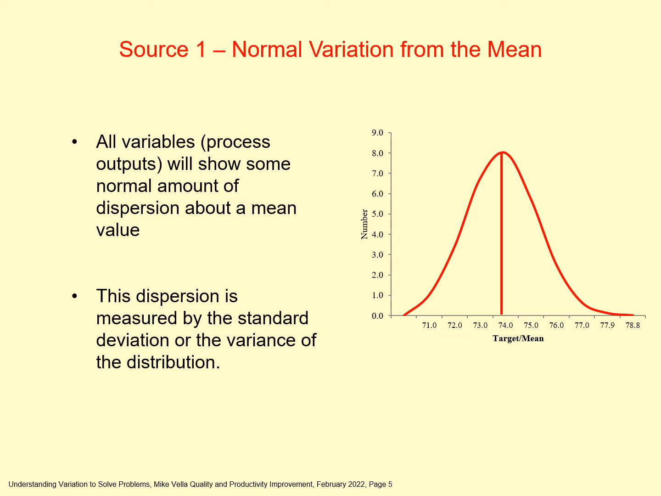First, normal variation of the mean. So you see the bell-shaped curve there with the average about 74, and it has some variation around the mean, and that's pretty normal for many processes. We know that all variables, process outputs, show some sort of normal variation and dispersion about the mean. And this dispersion is measured by the standard deviation or the variance of the distribution. That's the statistic that describes the width of the distribution, normal variation of the mean.